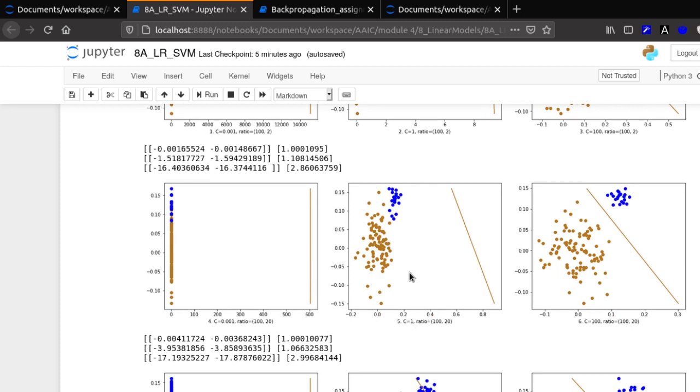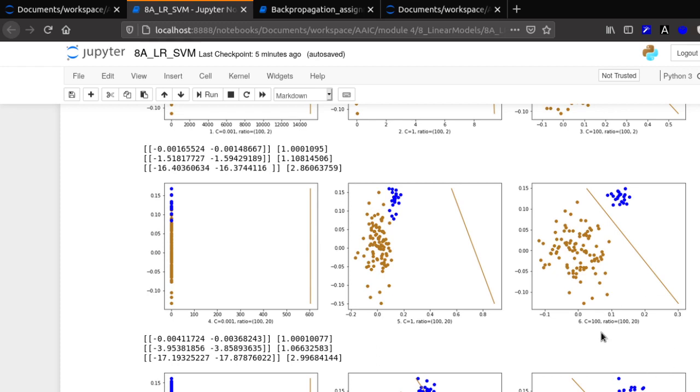Now if we increase the value of C from 10 to the power minus 3 to 10 to the power 0, it has come near to the data set, but it's not separating. It's not that good, but it is improving. By increasing the value of C, we are decreasing the regularization.